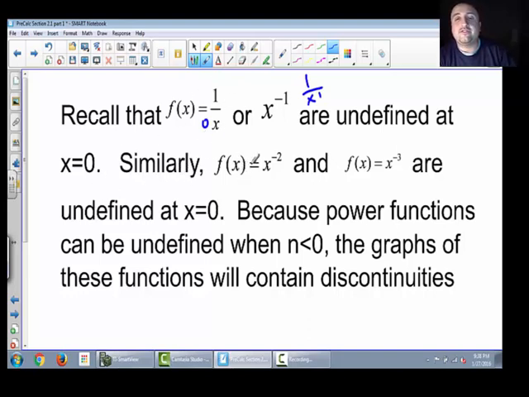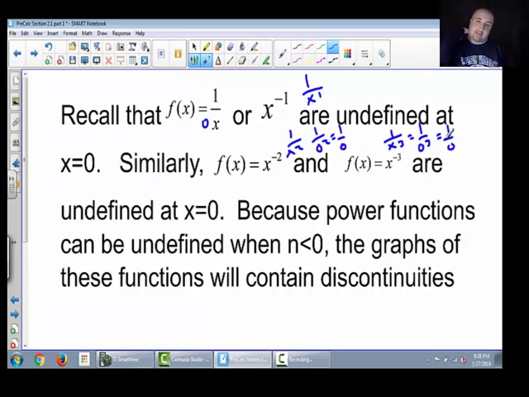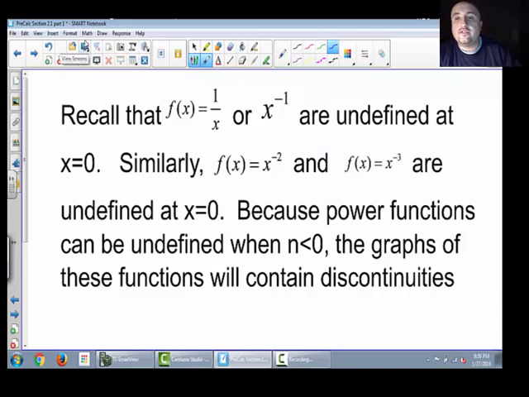Similarly, if f of x is equal to x to the negative second, so 1 over x squared, or 1 over x cubed, they are also undefined at x equals 0 because 1 over 0 squared is still equal to 1 over 0. That's still undefined. 1 over 0 cubed is still 1 over 0, which is undefined. So anytime you have one of these negative exponents, it's always going to be undefined at 0. Doesn't work. 1 over 0 is always going to be undefined.